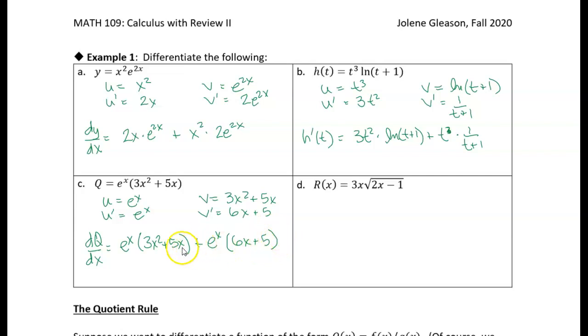All right, that was a little confusing because the derivative of the first and the first is the same thing. But yeah, just take it slow, one step at a time. All right, let's take a look at the next one.